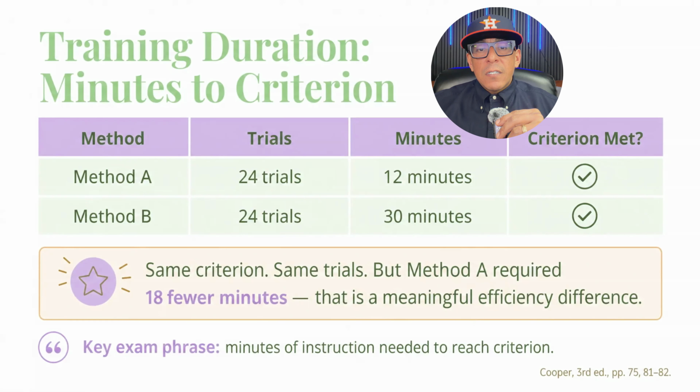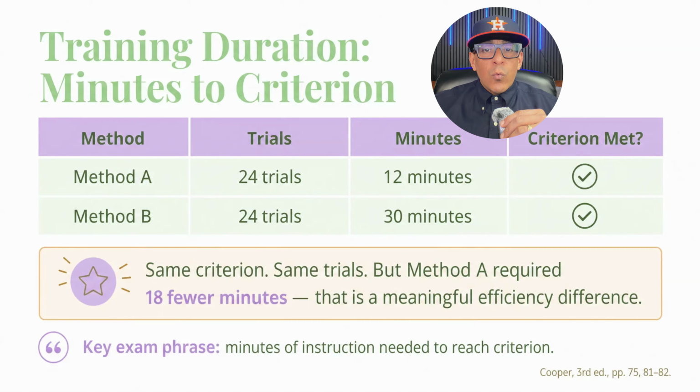Training duration fits C7. When you measure how much instruction time was needed to reach a performance criterion, the text states that trials to criterion are sometimes supplemented by the number of minutes of instruction needed to reach predetermined performance criteria. That matters because two teaching methods could require the same number of trials but very different amounts of teaching time. Cooper also says practitioners must maximize behavior change efficiency in terms of time and resources.